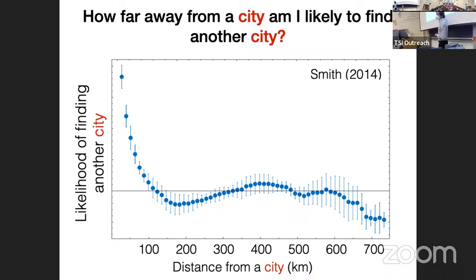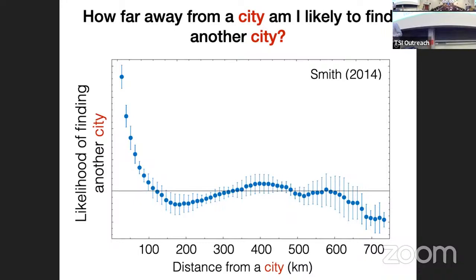This side of the plot is pretty intuitive, right? Like I'm fairly likely to find cities around other cities. In Montreal, for example, we got things on the South Shore, you know, all around us and so on. So if you're in the city, you're probably going to find another city close by. But interestingly, you also kind of get a little bump around 400 or 500 kilometers.